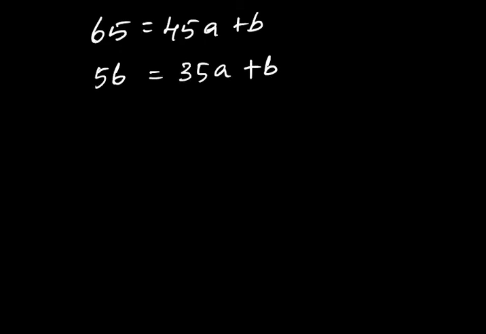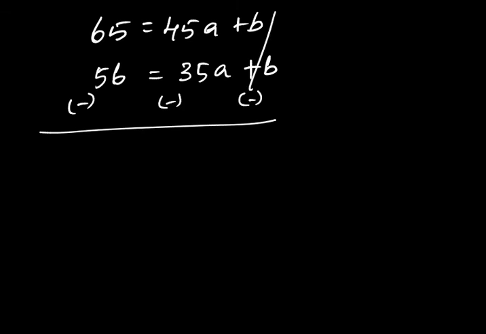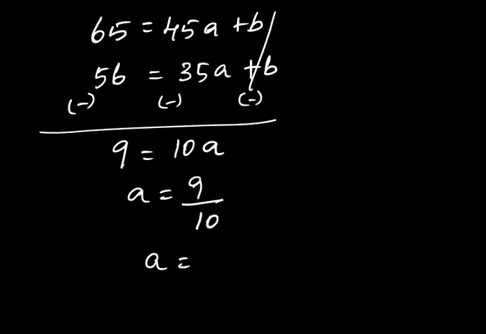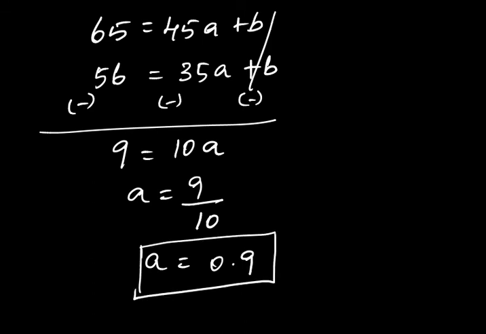Change the signs so that you can cancel b, so minus. So b and minus b will cancel, and 65 minus 56 you will get 9, and 45 minus 35 is 10, so 10a. So a value is 9 divided by 10, so a value is 0.9. So substitute a value as 0.9 in any one of the above equations and then find the b value.